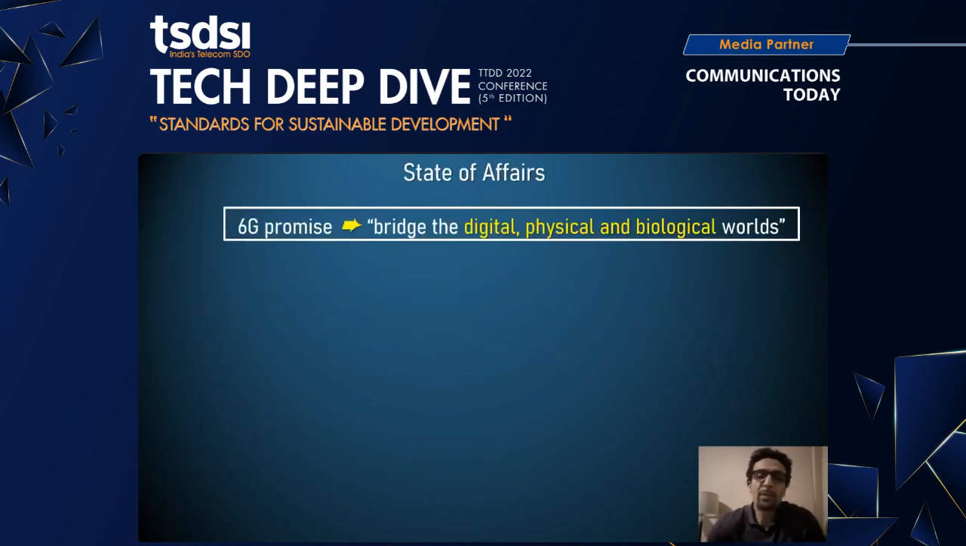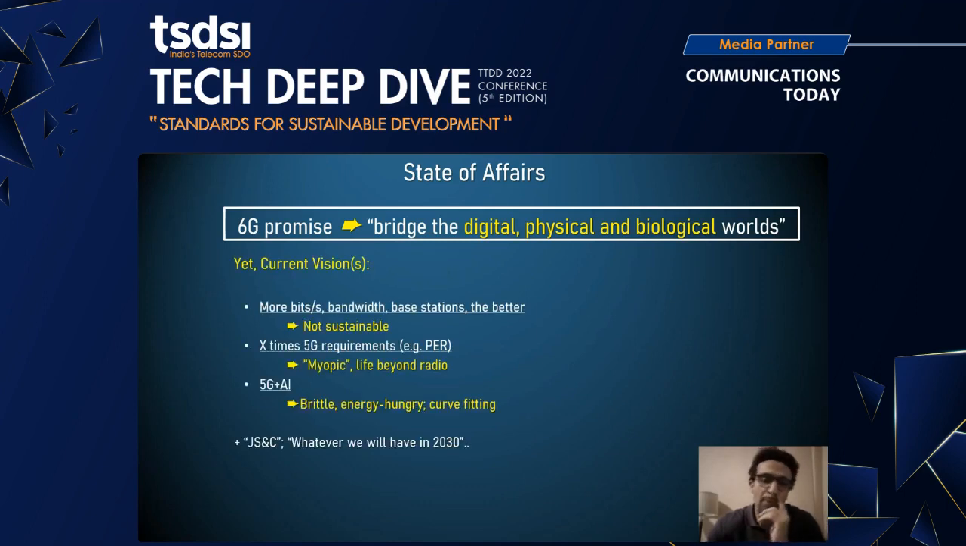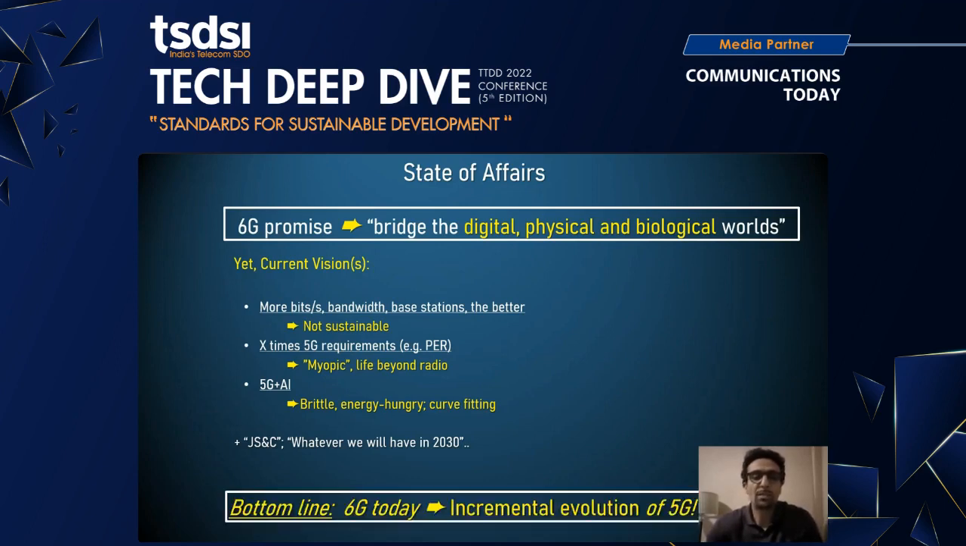So let's start with the state of affairs of 6G. 6G at the onset promised to bridge the digital, physical, and biological worlds. However, the current visions of more bits per second, more bandwidth, more base station deployment are certainly not sustainable. Taking 5G requirements in terms of packet error rate and multiplying them by 10, 20, 30-fold is certainly not a smart idea either. Taking 5G and just adding AI is also not going to really cut it, because essentially AI today is brittle, energy hungry, and it's just an interpolating machine, curve fitting, and whatever other techniques we have today. All to say that 6G today is nothing but an incremental evolution of 5G, basically.